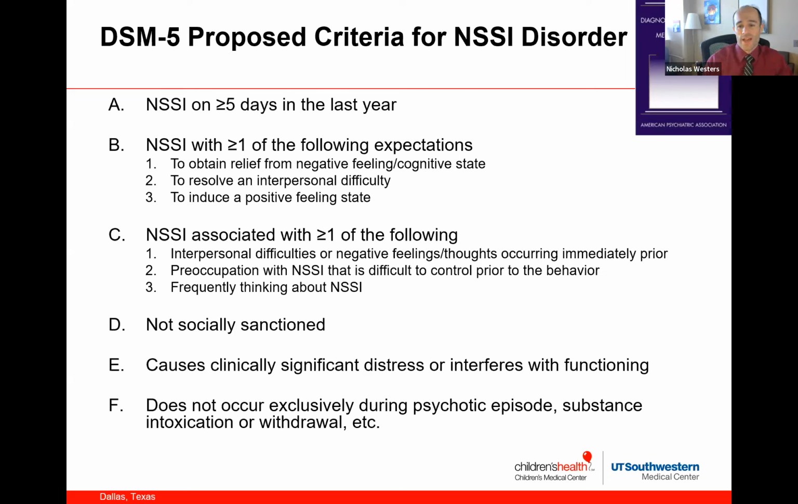Criterion B looks at expectations and says at least 1 or more of the following 3 expectations must happen. But the problem is almost everyone reports 1 or more functions of self-injury, regardless of how frequently they engage in the behavior.